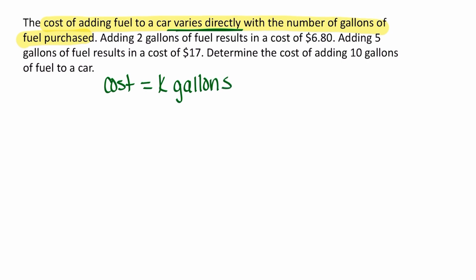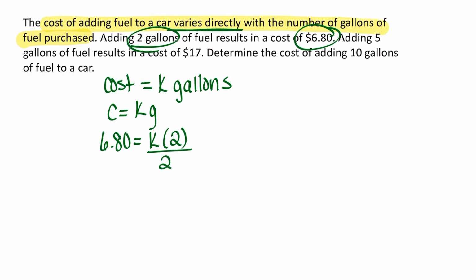So it doesn't give me variables in this problem, so I'm just going to make up my own. I'm going to say that C equals K times G. Well, it says 2 gallons results in a cost of $6.80. So we can use that to find the value of K, right? We have $6.80 equals K times 2 gallons. So if we divide both sides by 2, that's telling me that $3.40 is the value of K. So that means I have this equation, C equals $3.40 times G.